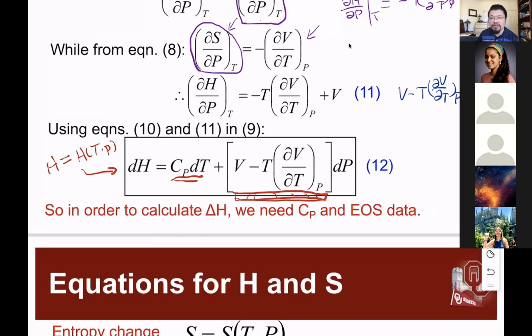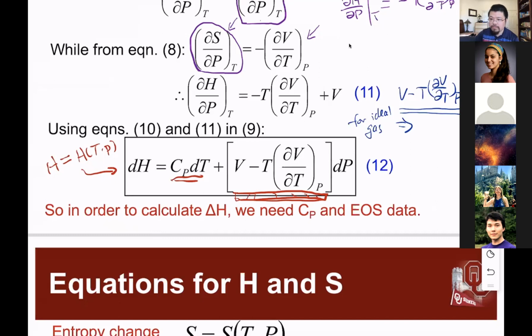Let's try to spend a minute figuring out what this term is for an ideal gas. If you have a piece of paper and a pen, let's take a minute to evaluate this term. Hello? Are we good? Yes, thank you. So try to evaluate what this term would be for an ideal gas.